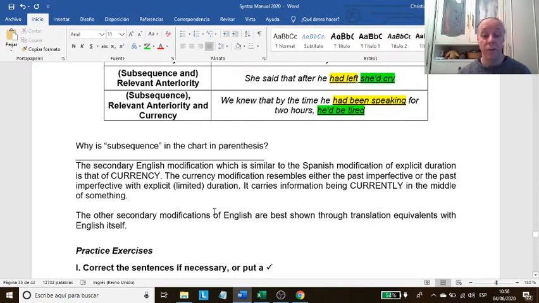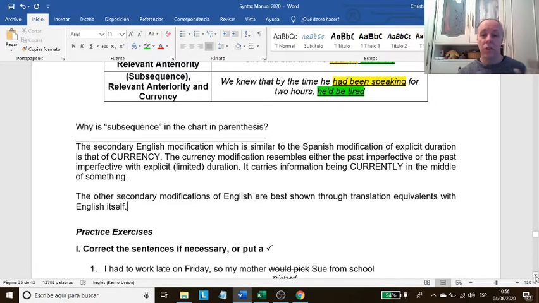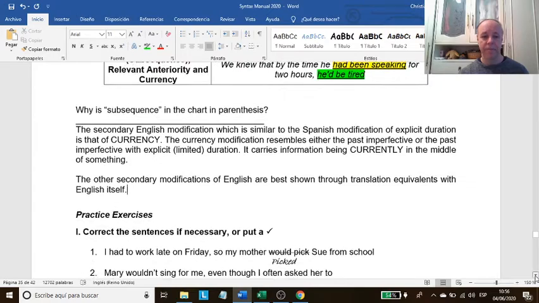The other secondary modifications of English are best shown through translation equivalence with English itself. So it's the same. He cantado, I have sung. Yes? So it's identical to Spanish.